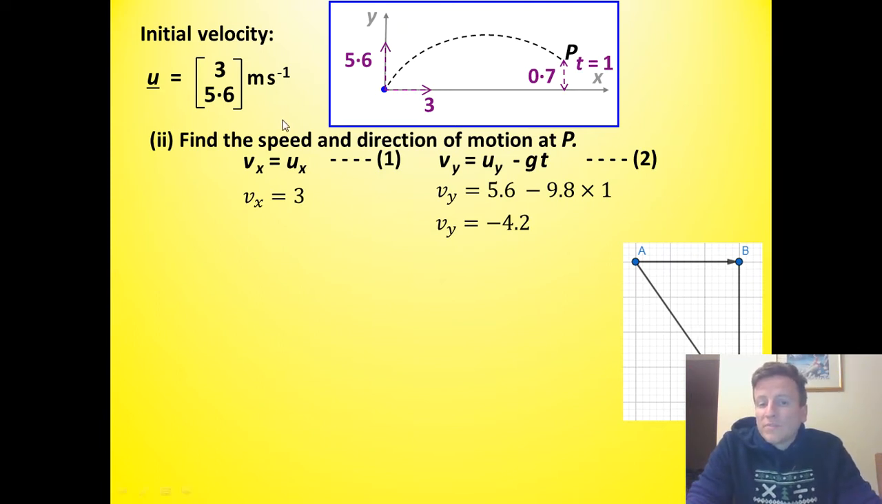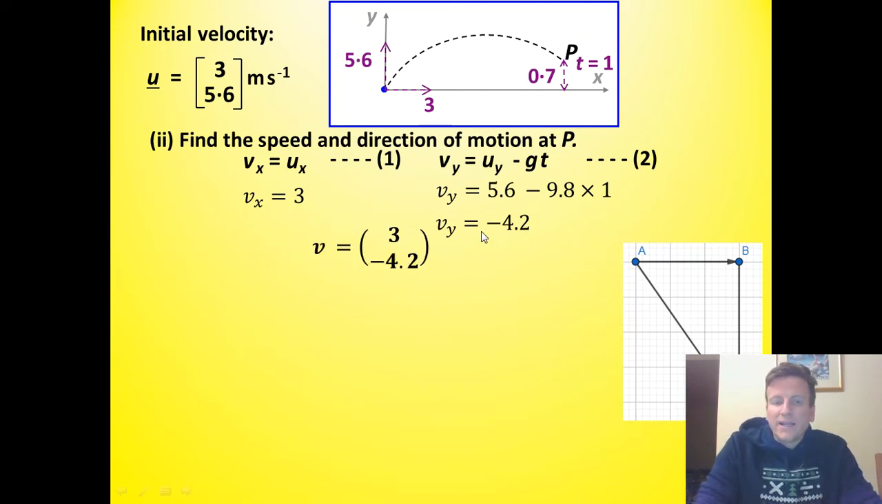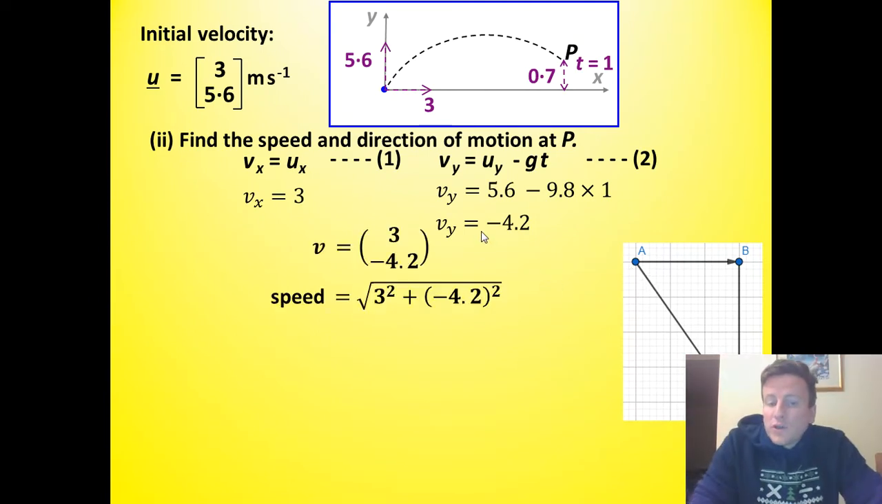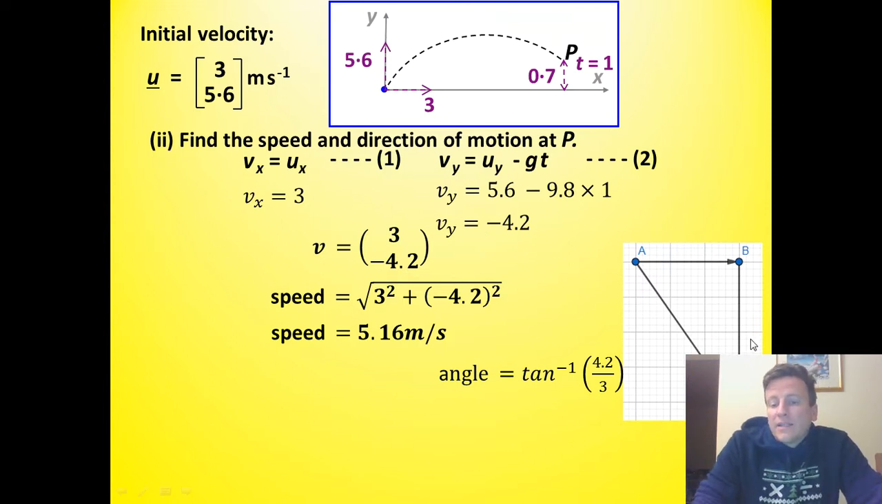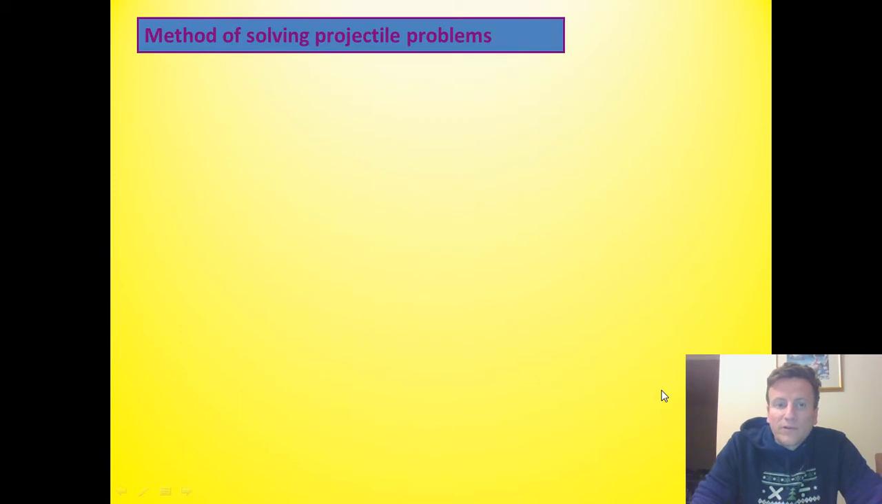But it's also wanting the speed and direction, so it's wanting to work it out with Pythagoras. So we're going to end up having to work out the speed by squaring and taking the square root. We get 5.16. And to work out the angle, it's opposite over adjacent, so we get an angle of 54.5.